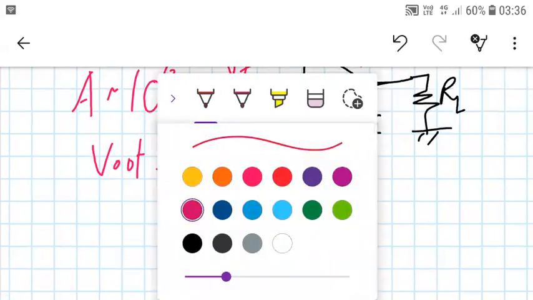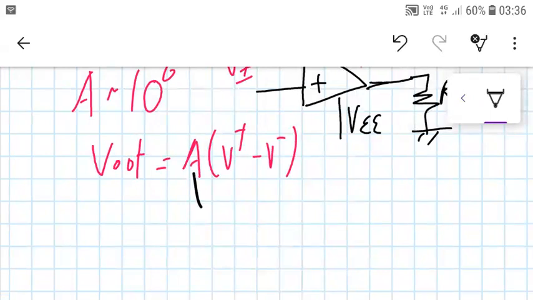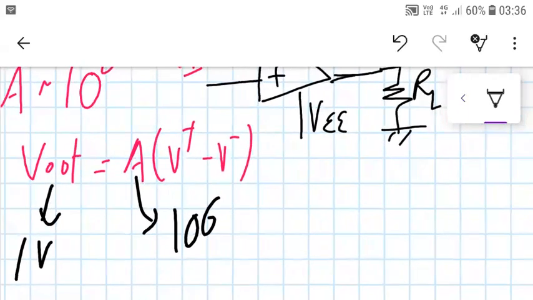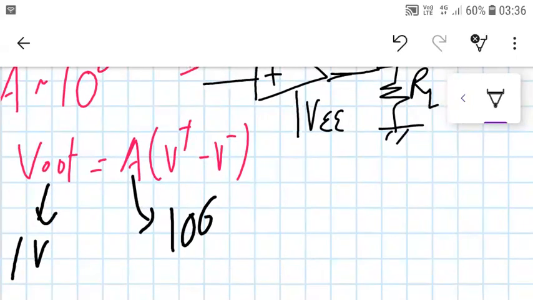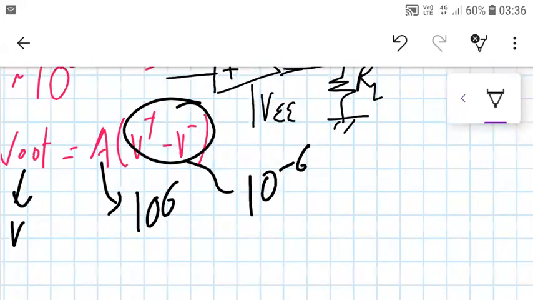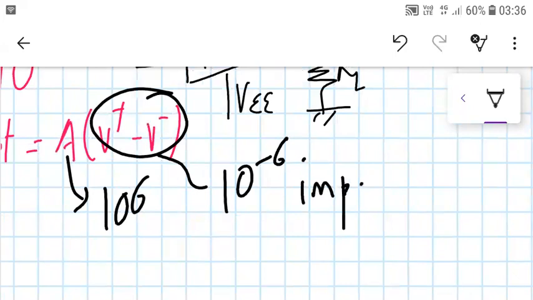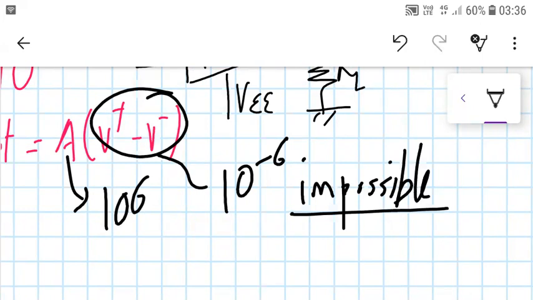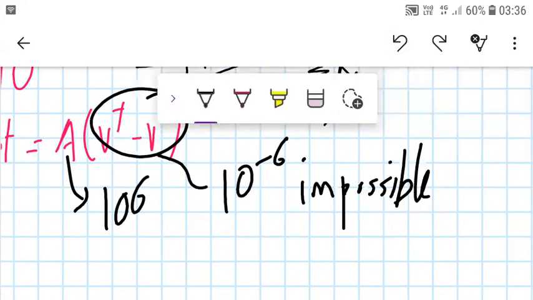That means the following. If A is around 10 raised to 6, and let's say we want an output of around 1 volt, how much should this difference be? The difference between V plus and V minus has to be 10 raised to minus 6, which is impossible. It is possible basically, but not realizable.